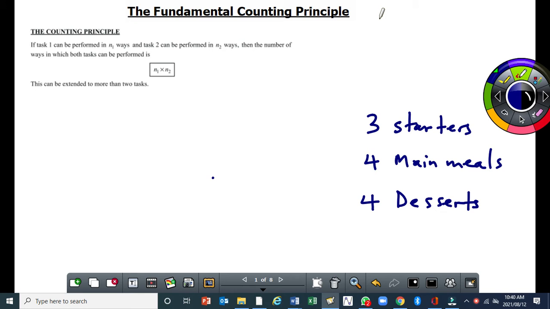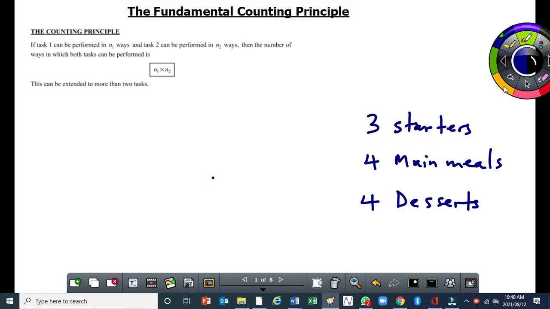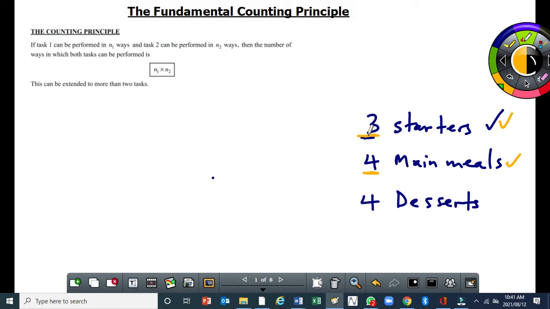If task 1 can be performed in n1 ways, which in this case will be more like our status. That would be task 1, right? And then this 3 here refers to how many status you have. That's like the number of ways. And then if task 2, which for our example, so this would be task 1, that would be task 2, can be performed in n2 ways. In this case here, the n2 way is referring to that 4. Obviously, this will be n1, right?